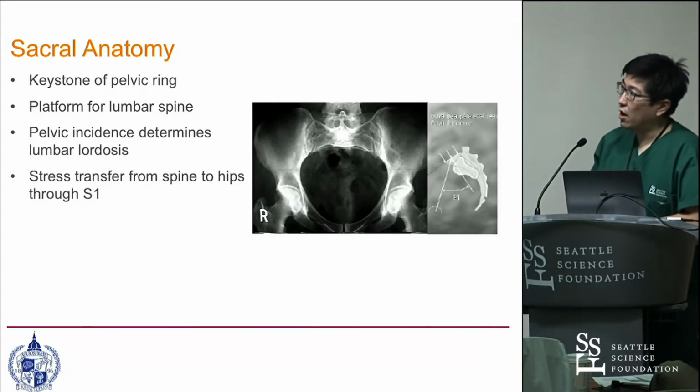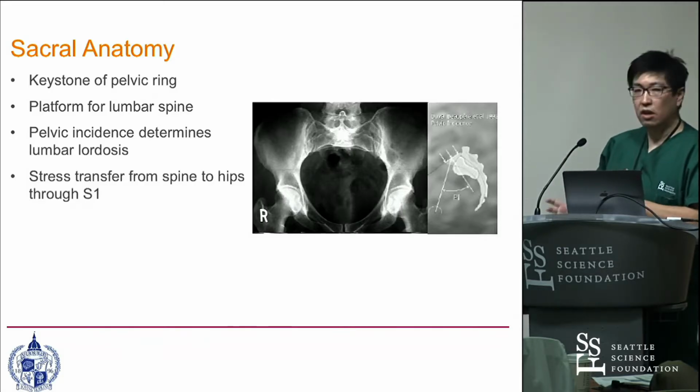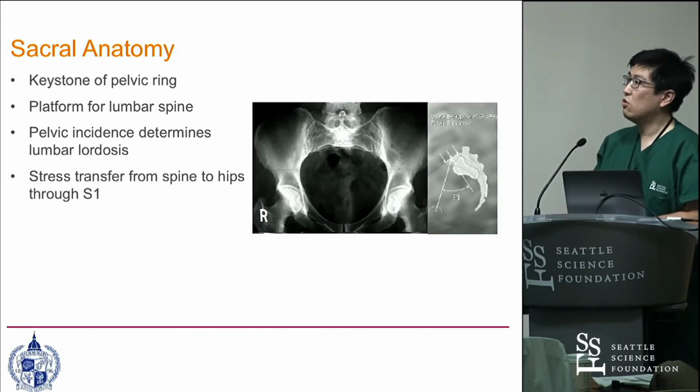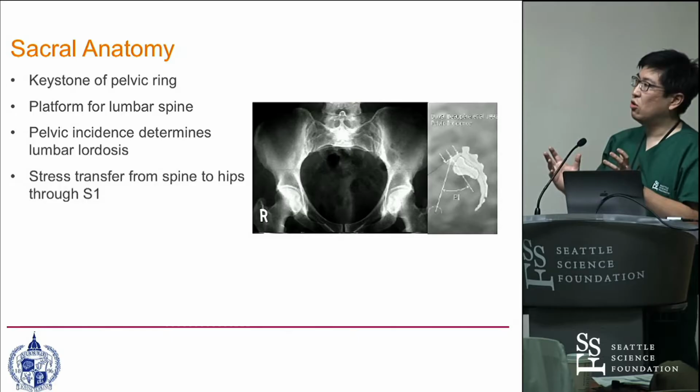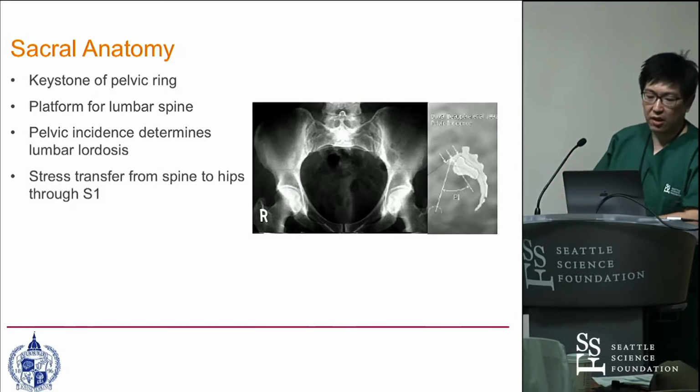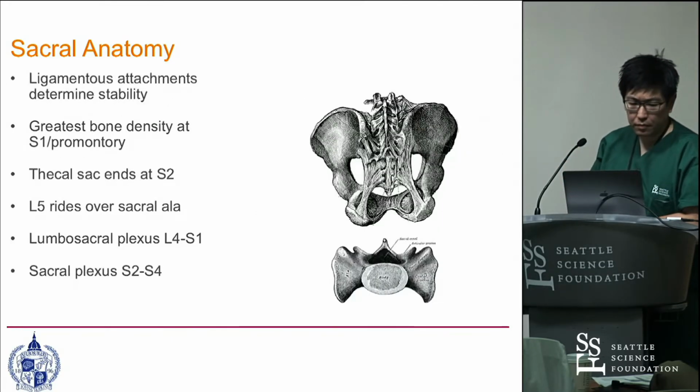So as Dr. Chapman had mentioned, the sacrum is the keystone of the pelvic ring. It basically is the posterior arch of the pelvic ring. It serves as a platform for the lumbar spine. The PI determines the lumbar lordosis, as you guys know. And then obviously it also serves as a central structure to transfer the stress from the spine to the hips through S1 and S2.